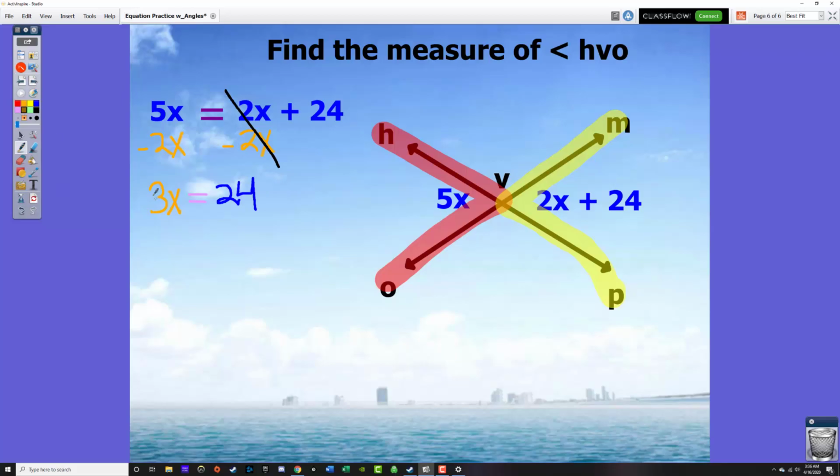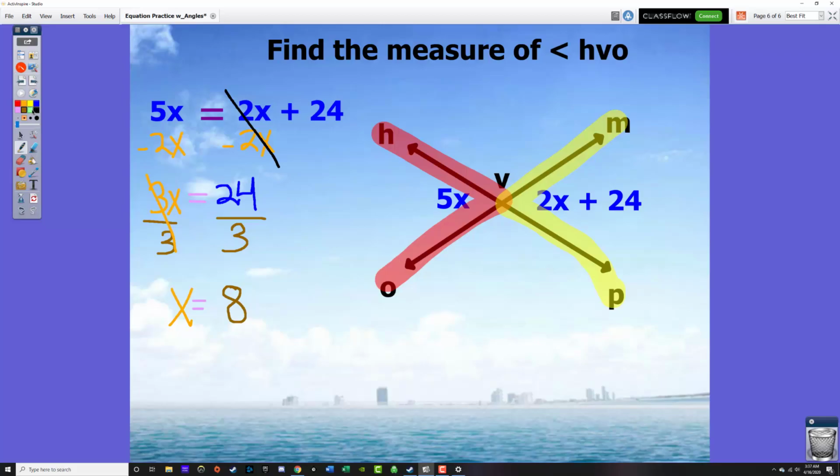Okay, and the last step, let's cancel out the 3 next to the x. They're right next to each other, which means multiplication. So we are going to divide to cancel out the 3. Okay, so those cancel. So we get x is equal to 24 divided by 3, which is 8.